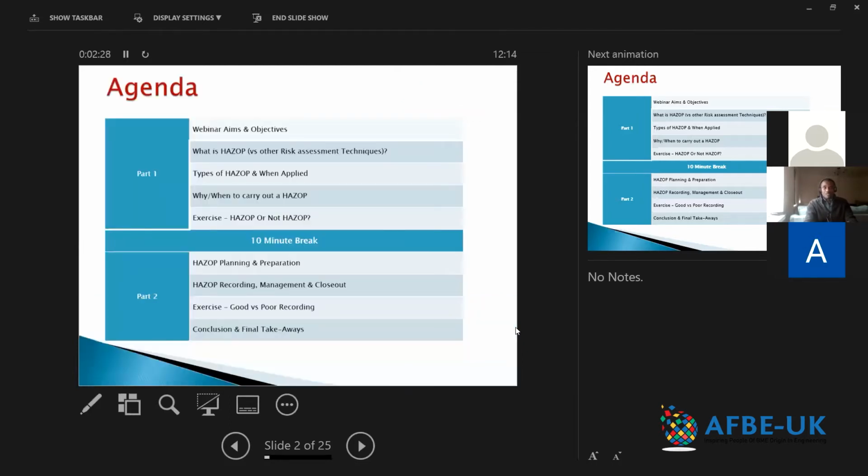Thank you. In terms of agenda, I think I've touched on that already. We'll talk about the aims and objectives of this HAZOP study session. We'll learn about what a HAZOP is, compared to other risk assessment techniques. As you know, a HAZOP is a risk assessment technique, one of many. Then we'll talk about the types of HAZOP and when it's appropriate to do a HAZOP. That's the next bit, why and when to carry out a HAZOP.